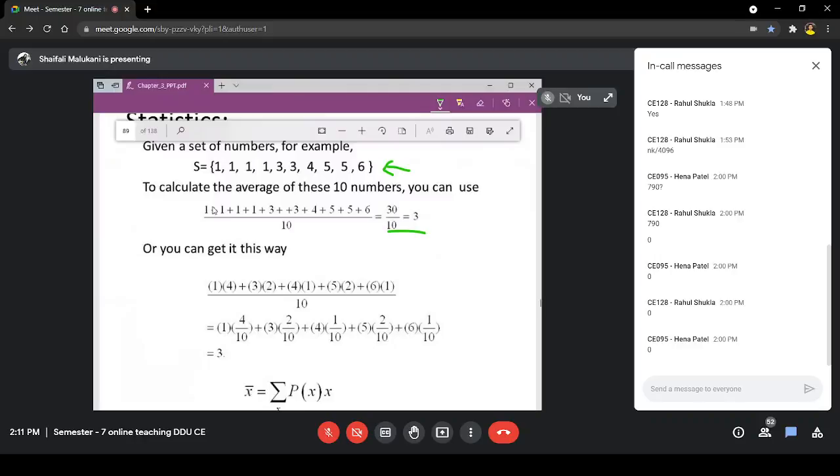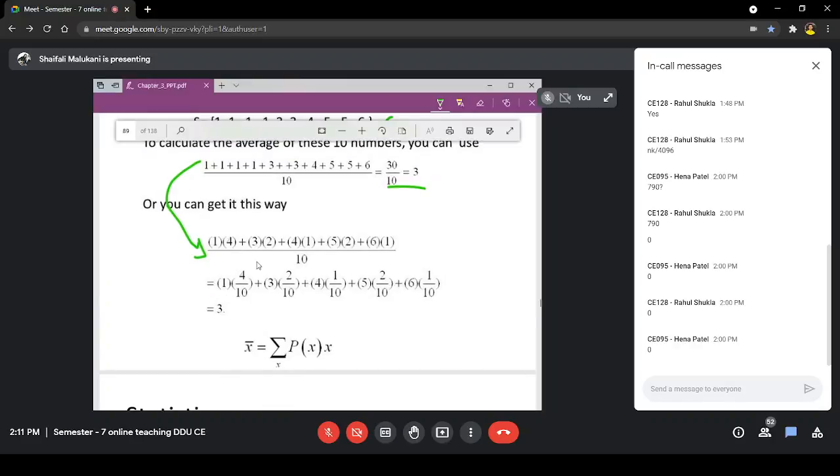Alternately, I can write it as 1 into 4, 3 into 2, 4 into 1, 5 into 2, 6 into 1. I can write this summation as this: 1 occurs 4 times, 3 occurs twice, 4 occurs once, 5 occurs twice, and 6 occurs once. Divide by 10, where 10 is the total number of observations, right? If I divide this 10 individually here, I obtain this type of equation.